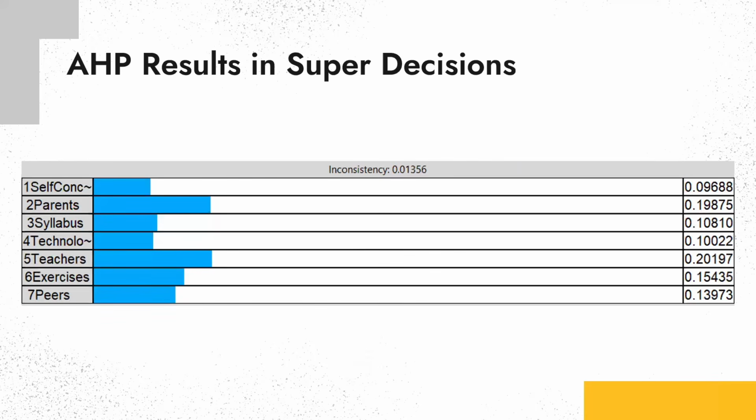For our result, this study shows that teachers and parents are the most influential factors, followed by practice exercises and peer influence as the second driver. Lastly, syllabus implementation, technology usage, and self-concept. Notice that the value of inconsistency is less than 0.1, which is 0.01356. Thus, the judgments are fair and not random. Hence, we can accept this result.